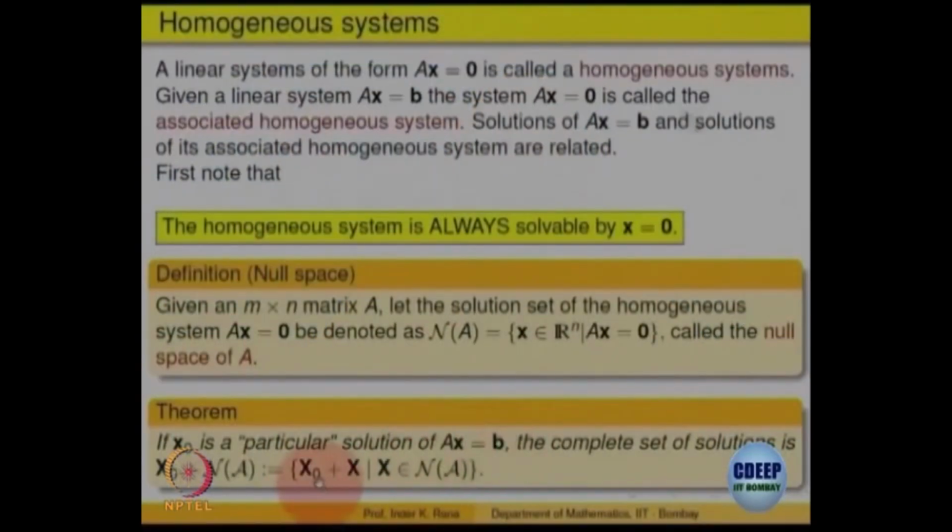So, the solution space of Ax = b is the same as x0 plus x, where x is in the null space, that means Ax = 0. And what is x0? Some particular solution. If you are able to find at least one solution of the system Ax = b, add to it a solution of the homogeneous system, and you get a solution of the general system, right.